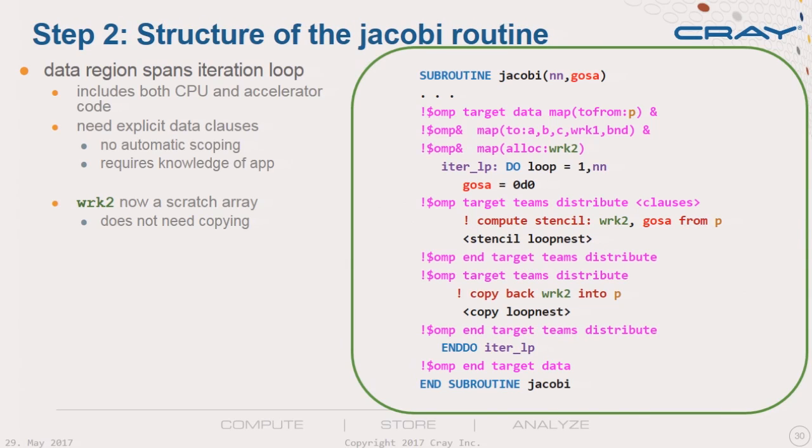But there's one more thing we have to consider. We do the data region around the iteration loop, starting here at the beginning, ending here after the end do. Now, the update of the P array needs to be also done on the GPU. So we have to add another kernel around this update loop, right?